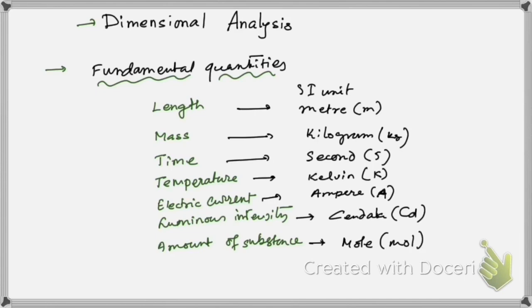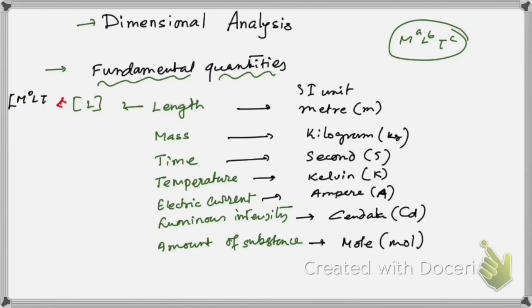Then what is the dimensional formula for length? We simply write L. Actually, we used to write the dimensional formula in standard form, M to the power a, L to the power b, and T to the power c, with the help of MLT. So this dimensional formula of L can be written in that way: M to the power 0, L, T to the power 0. Similarly, dimensional formula of mass is simply M, and in this form with the help of MLT you can write M, L to the power 0, T to the power 0.